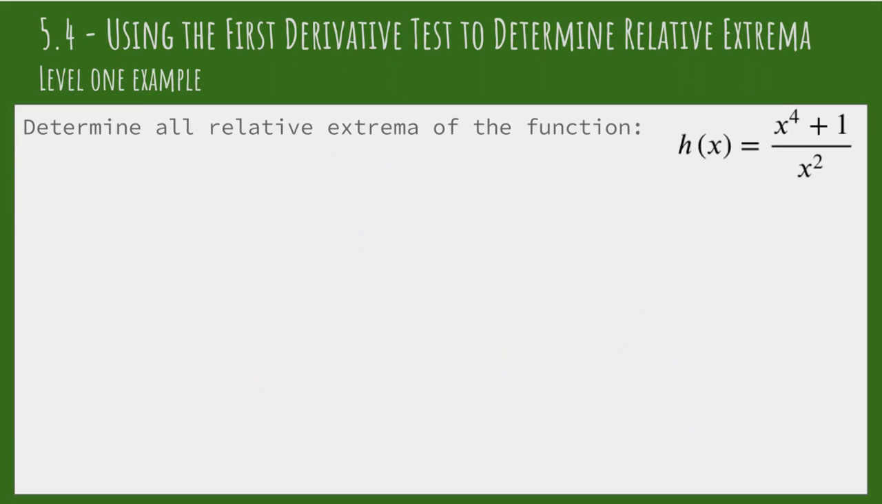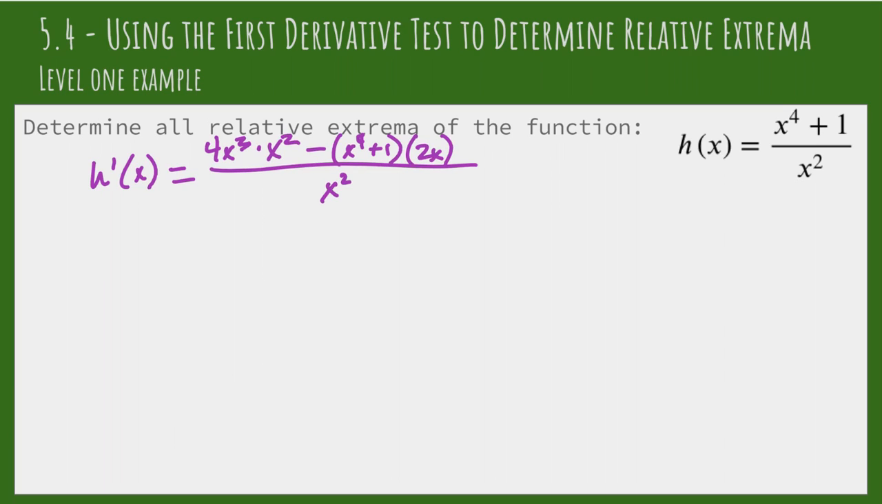Okay, this last example I'm going to go through a little bit more quickly. So we start by taking the derivative, because we need to know where the derivative is equal to 0 or undefined for our critical values. So we have the derivative of the top times the bottom minus the top times the derivative of the bottom, all over the bottom squared.